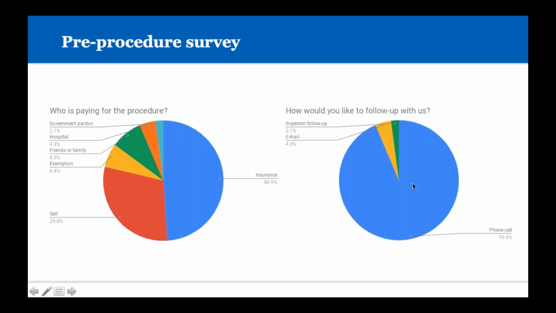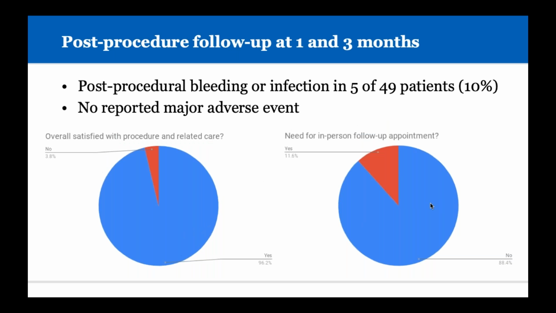And we asked them how they want to follow up. And this also surprised me a little bit. Only 2% would prefer in-person follow-up, and 94% of patients would prefer to just follow up with a phone call. So that's when we asked them before the procedure. We do follow-up via phone call now at 1 and 3 months. Eventually, we're hoping to switch to a text message follow-up system so that the residents don't have to make all these phone calls at 1 and 3 months. But so far, that's what we're doing.